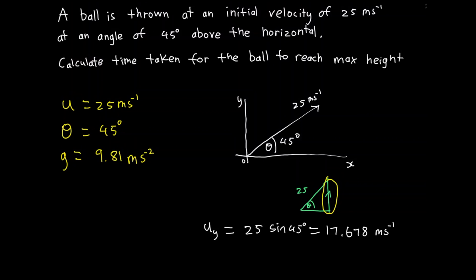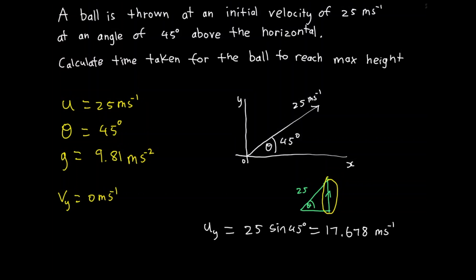Next, what do we know is also true about the velocity in the y direction? Well, we know that at the highest point, the final velocity is 0. So we can also write that down. V sub y is equal to 0 meters per second.